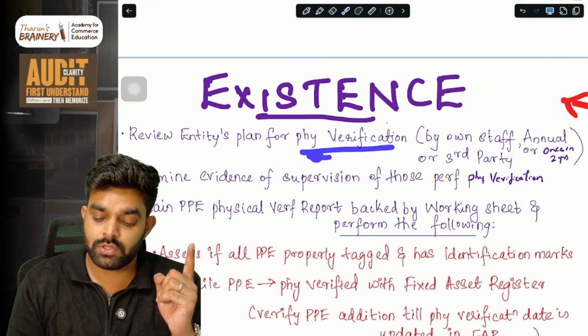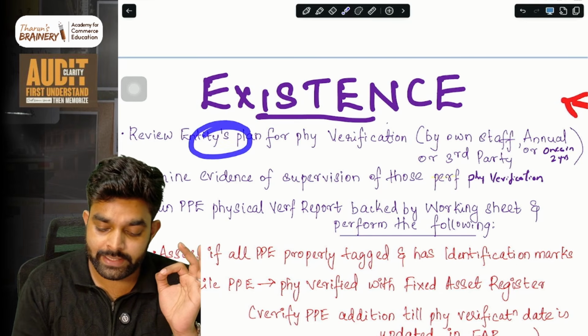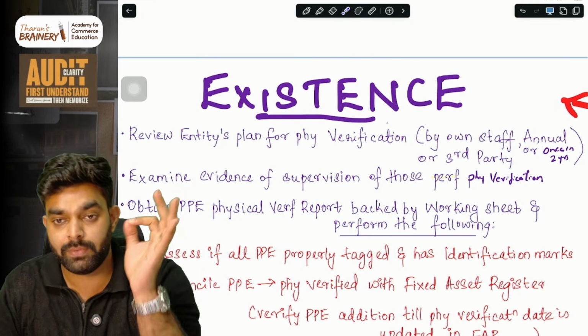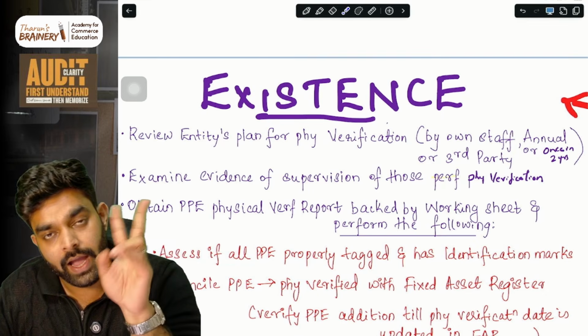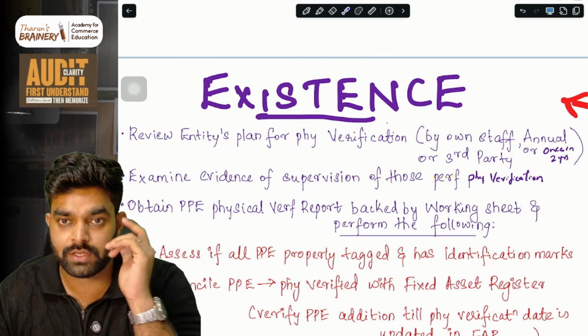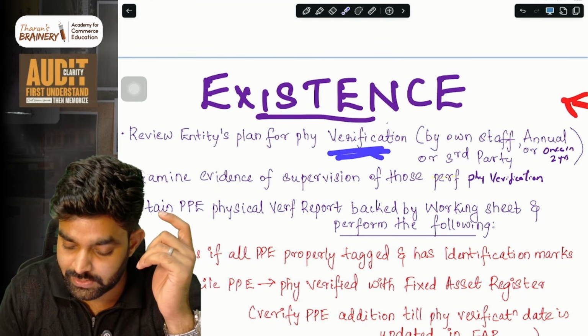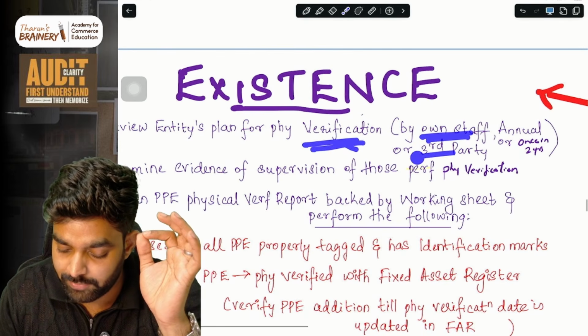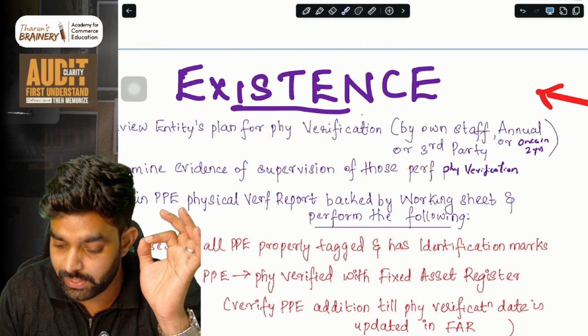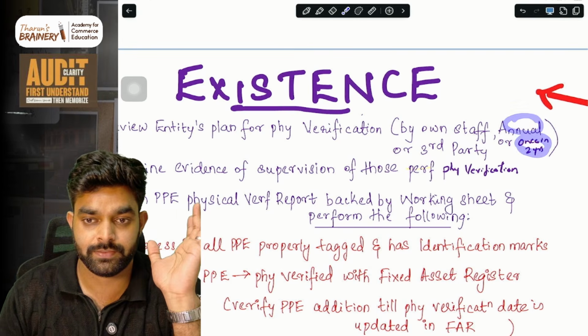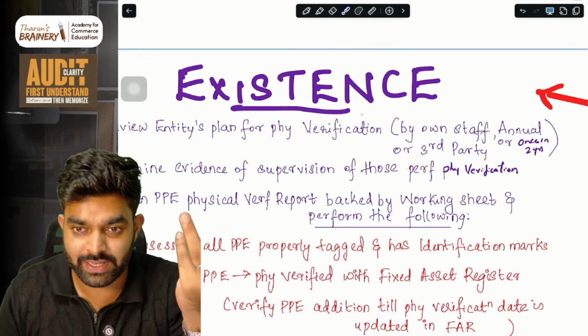So first you will do it through physical verification. What is the entity's plan for physical verification? Normally you will go and do the physical verification first, and the entity also should do a physical verification for their inventory, PPE, whether everything is correct. Are they doing it by own staff or by a third party, and are they doing it annually or once in 2 years? Like that you have to check, once in 2 years or 3 years, whatever it is.